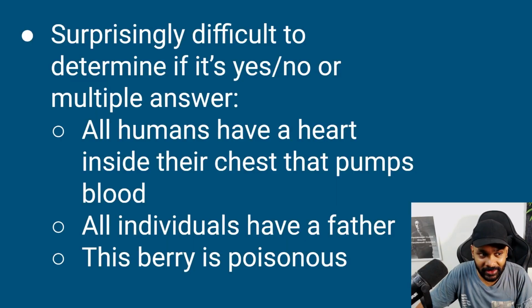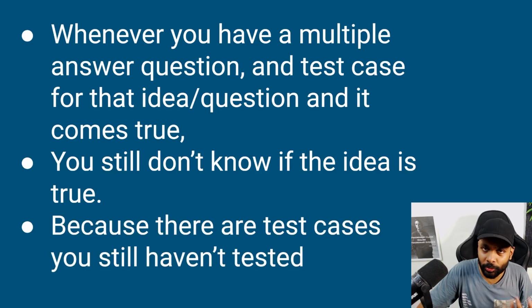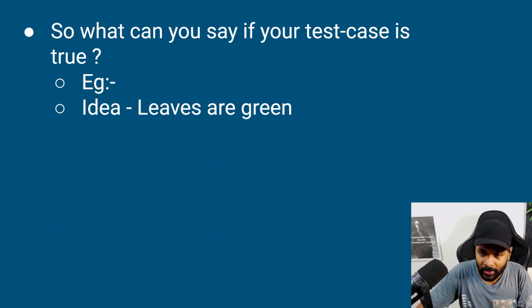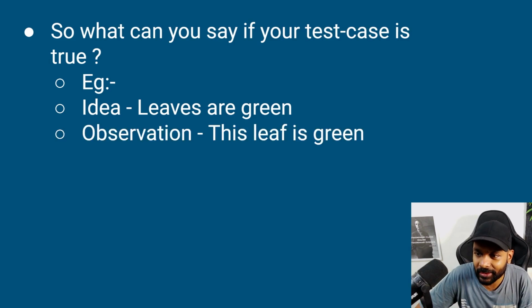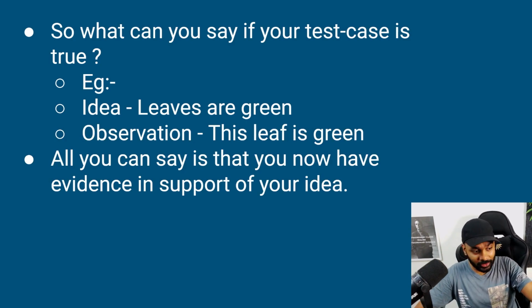This is another example for a multiple answer idea. Now, whenever you have a multiple answer idea and the test case comes true, what can you say? You know that the idea may not be true because there are obviously test cases that you haven't tested. So what can you say when it comes true? Suppose your idea is leaves are green and you find a leaf that is green. All you can say now is that you have evidence in support of your idea. Found a green leaf, that is evidence in support of your idea.